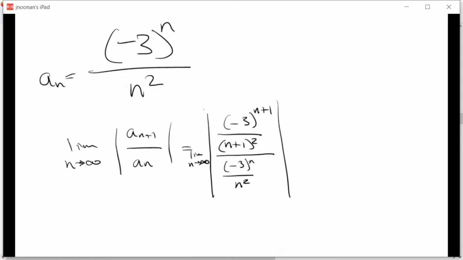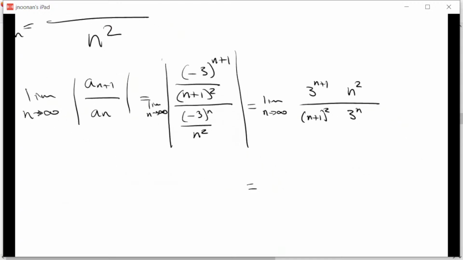First things first, the absolute value means that the negatives don't matter. So let's drop the negatives altogether. Also flip the denominator and multiply. So this will be 3 to the n plus 1 over (n plus 1) squared times n squared over 3 to the n. Does that look okay so far? Looking good. Now I just have to do some algebra.